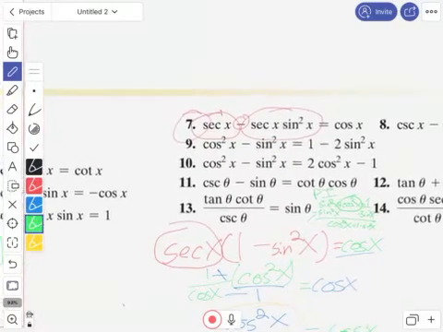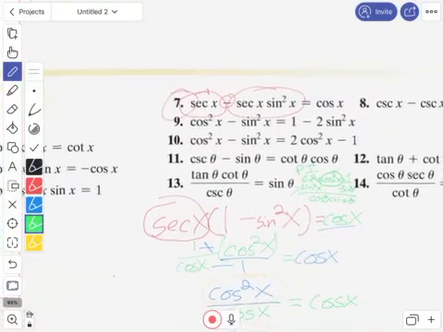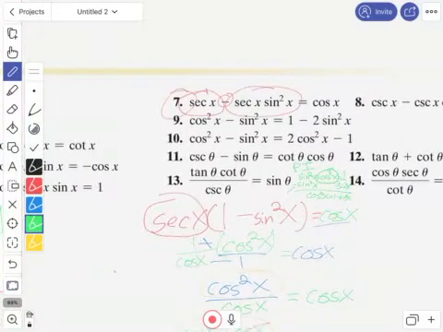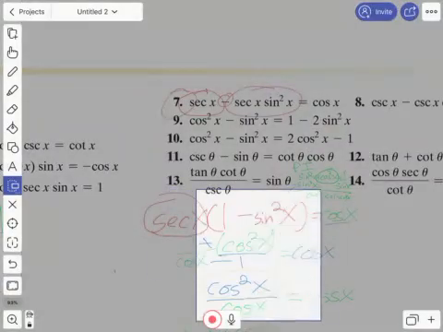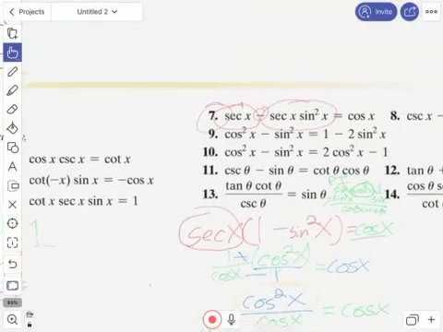9's going to be similar. Look for that identity. Think about how you can rewrite that. 10, kind of the same thing. Let's jump to 13. So we're taking a look at 13. See if I can get this out of the way.